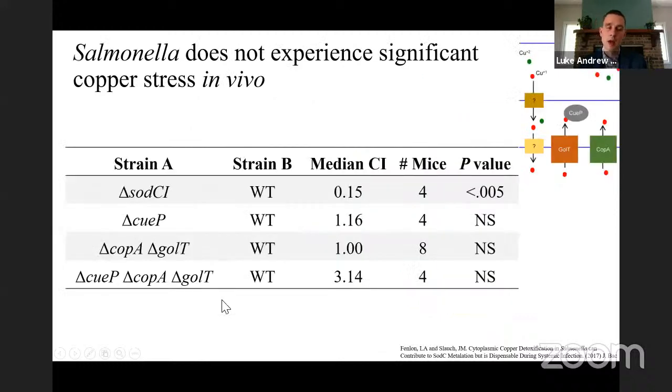So this is the same competition data I've shown you previously, but now thinking about this in light of this new hypothesis I just mentioned, again, we see that even in the triple mutant scenario where we expect the most severe phenotype, we don't see any significant attenuation for that mutant. So we can conclude that under our infection model with this strain of Salmonella, we don't see any significant virulence defect, suggesting there's no cytoplasmic copper toxicity in this infection system.